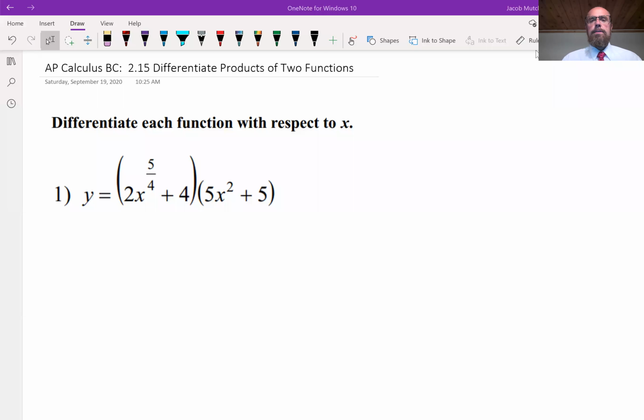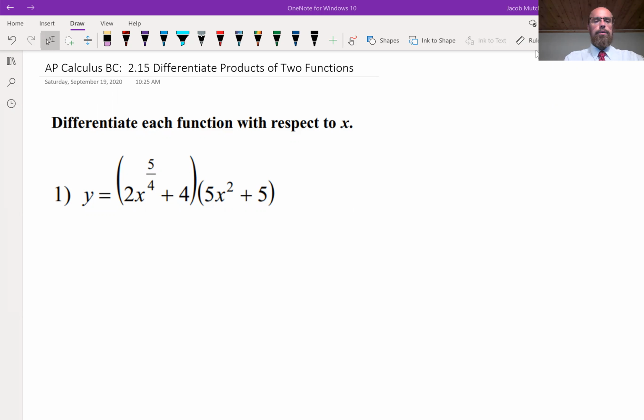Welcome to Calculus. Today we will investigate differentiating products of two functions, focusing on applying a derivative rule and then proving the rule using the definition of the derivative. We'll take a look at four examples. So we're looking at functions that really are products of two separate functions. So we'll take a look at this first example.